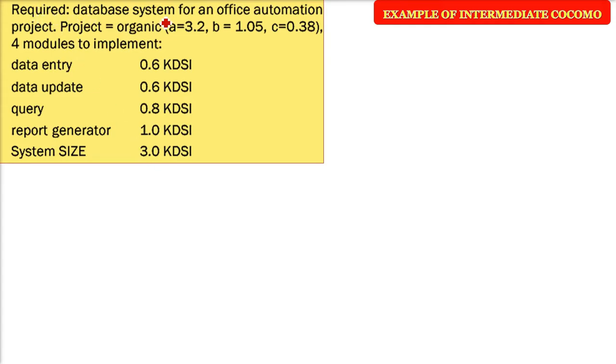Now the question is a database system for an office automation project. The project is simply given as organic. A value is already provided to you as 3.2. B is already provided as 1.05. C is also there, 0.38. Now 4 modules are to be implemented: data entry 0.6 KDSI, that is thousands of delivered source instructions, data update, query, and report generator. The system size is also given, 3.